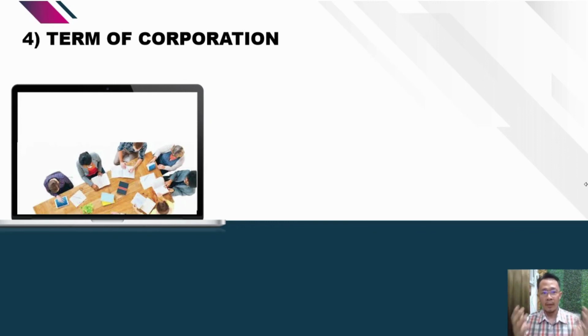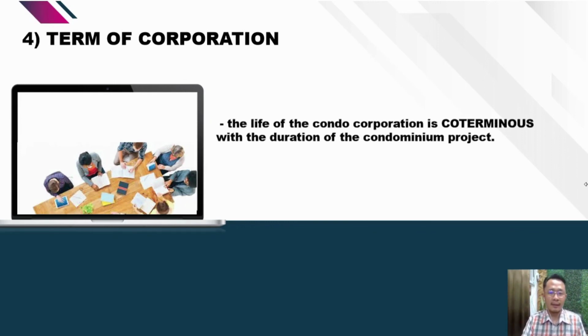Next is the term of the corporation. The life of the condo corporation is coterminous with the duration of the condominium project.